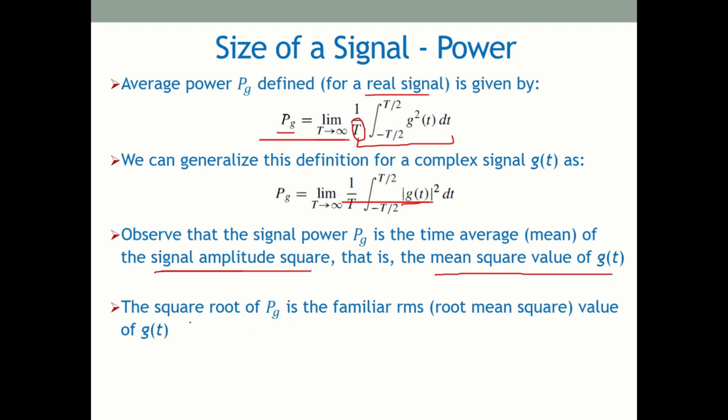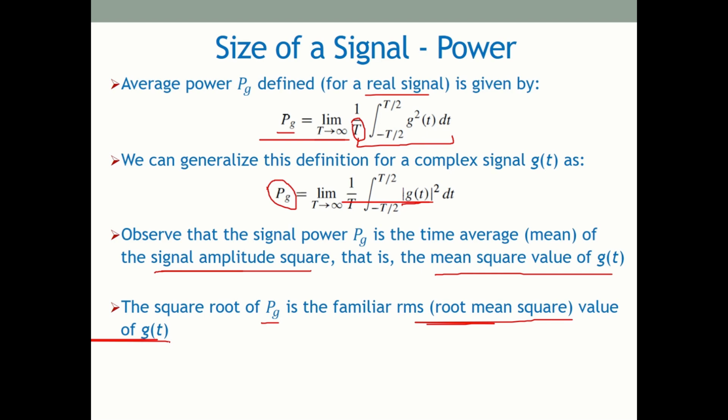And this is related to the root mean square that we are quite familiar with, the RMS value of signals. That means the square root of P_g will give us the RMS value of g(t), right?